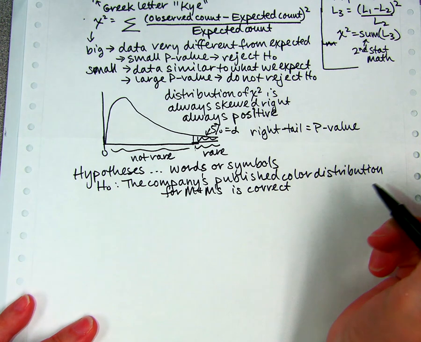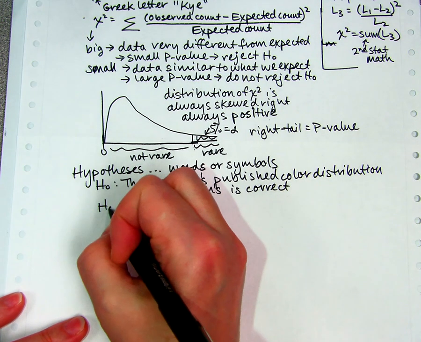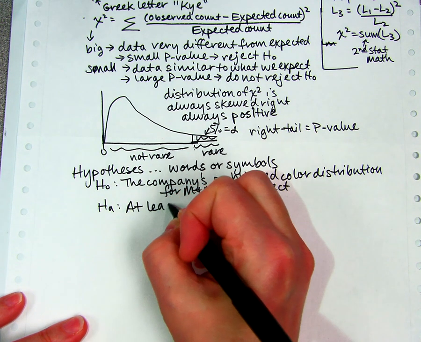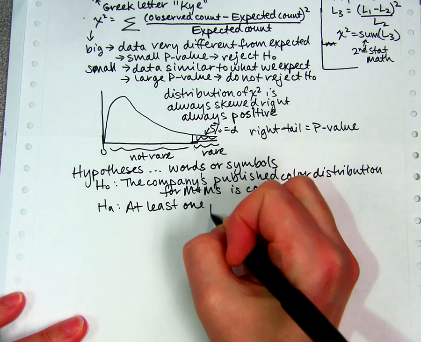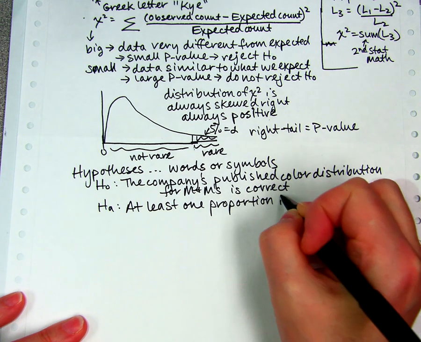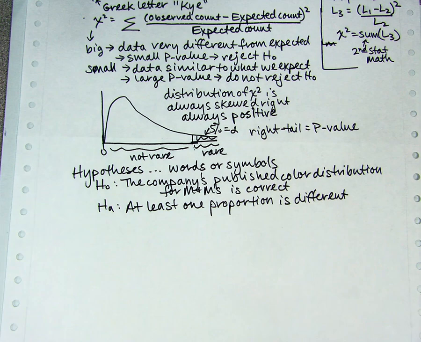Or in other words, all the colors are the proportions that we expect them to be. The alternate is that at least one of those proportions is different. It wouldn't have to be all of them. It could be even just one of them, and then there's maybe a few others that are a little bit different, but not enough to make a difference, but there's one that's just off, right?